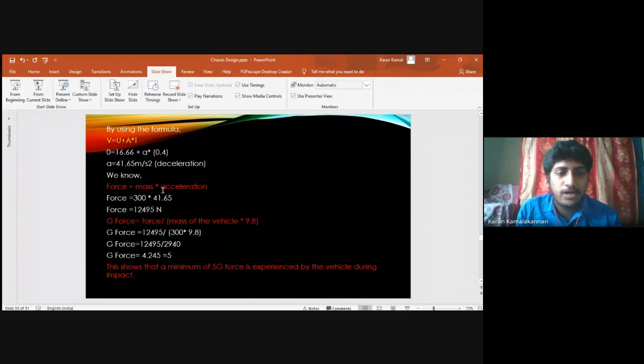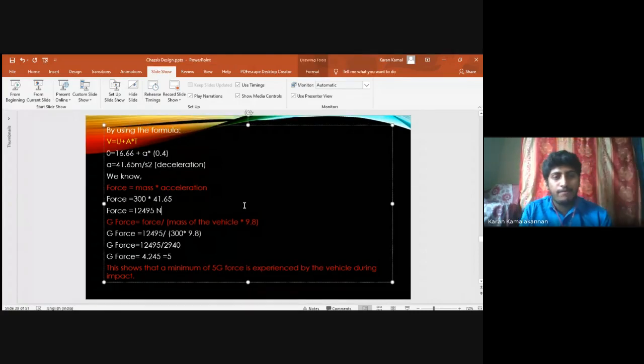Okay, for F is equal to ma, as you know, we assume the mass of 300 kg, and we will be getting the force. This is the force that will be experienced by a vehicle of a certain mass moving with a certain velocity getting impacted. This is the way you should calculate the force of the vehicle. And next is the G force.